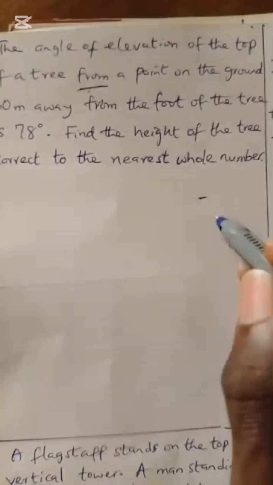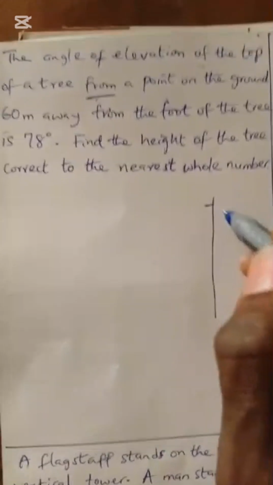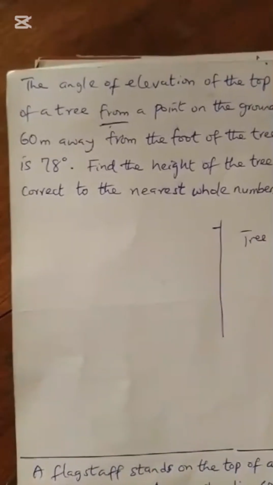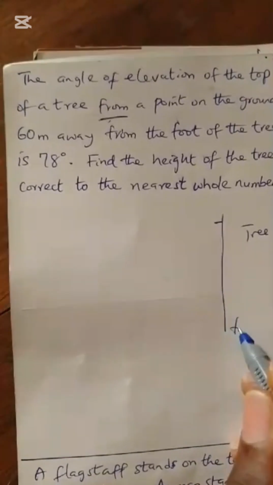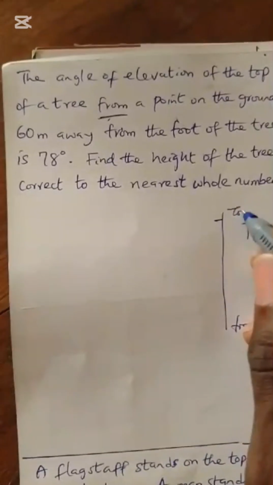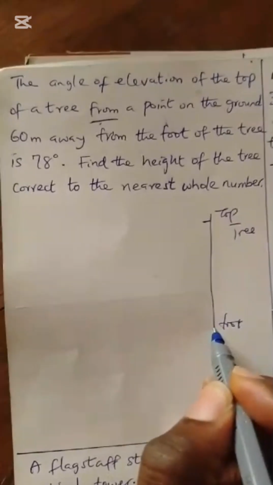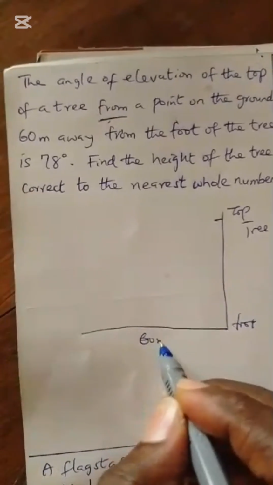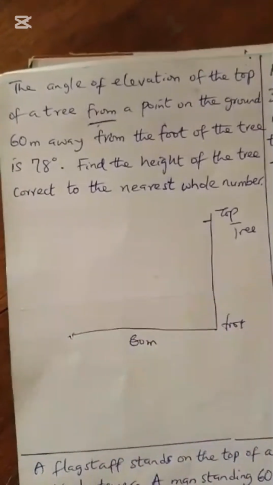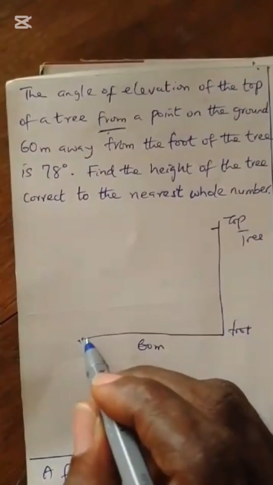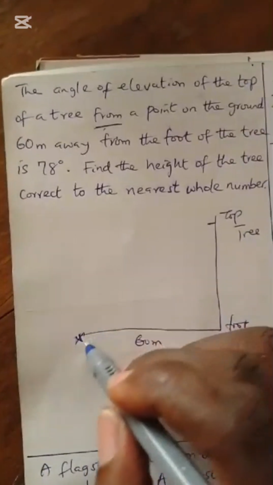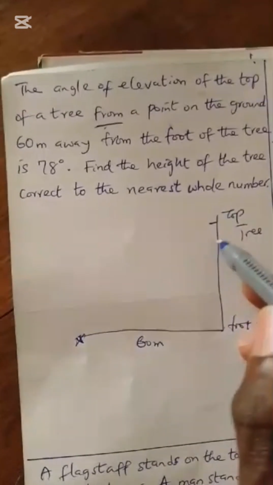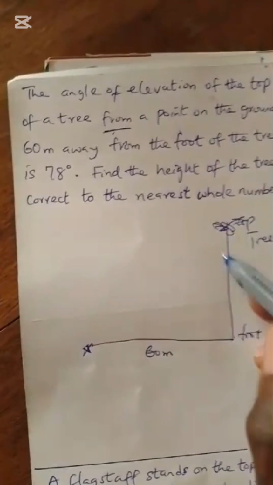Okay, so I'll sketch my tree. From a point on the ground 60 meters away from the foot. So this should be the foot of the tree, and this is the tree top. 60 meters away, with your ruler. This is just a rough sketch. So this is 60 meters away from the foot of the tree. From is the keyword. So from here, which is 60 meters away from the foot of my tree.